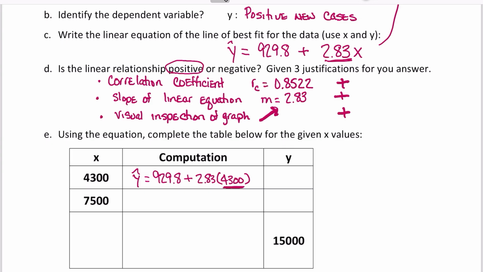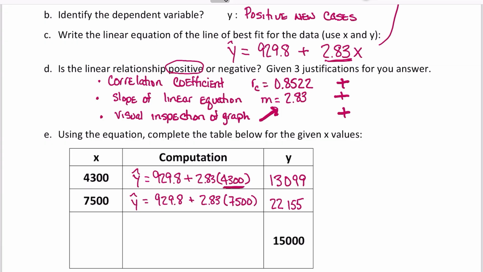And so that means my Y is equal to 13,099. That's what I have written down. I'm questioning that, so I just want to look back at my answers. Yep, that's it. Okay, so then the second one, y hat is equal to, again, 929.8 plus 2.83 times 7,500, which would be 22,155 new cases.